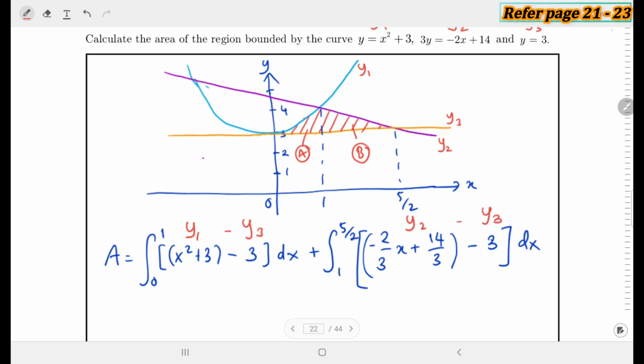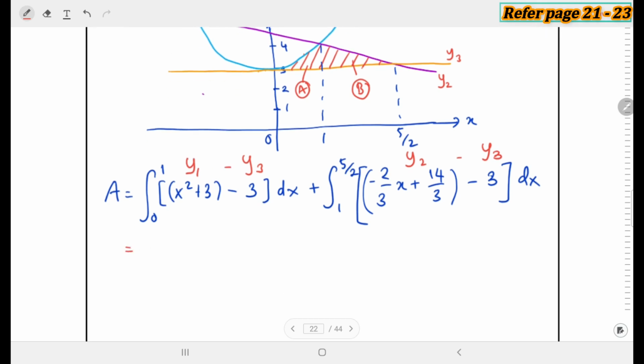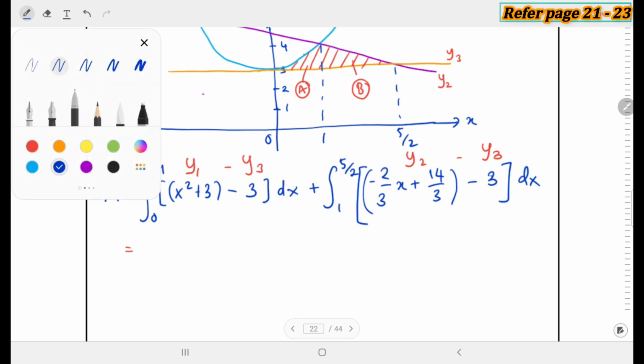This step is the most essential part of finding the area. If you get them wrong, then everything after this will be wrong. So make sure they are correct. Upper minus lower, upper minus lower, if we are referring to the x-axis. Next, I am going to simplify the function first before I integrate.